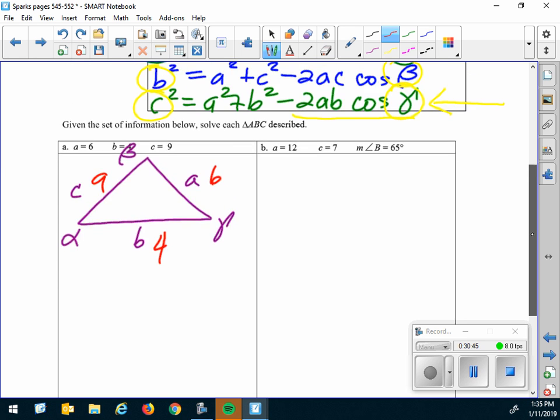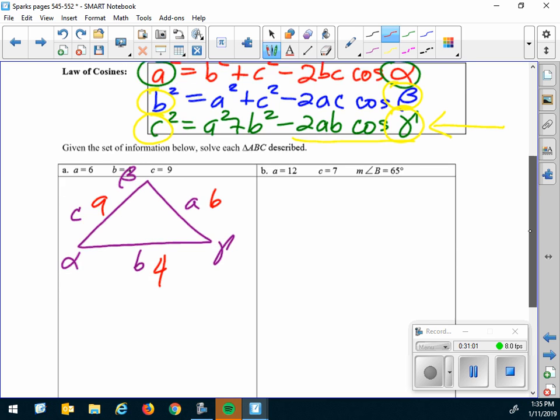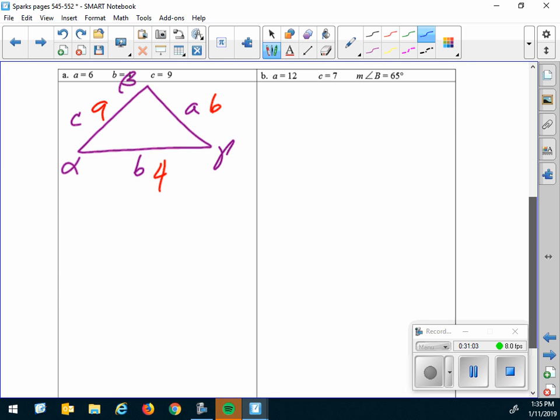So you say, well, okay, I'll go up to those laws, and I have to decide which one to use. I can use any of them because I'm just looking for an angle. I'm looking for all 3 of them. I know all 3 sides. Let's just pick the first one in red. So I want you, at this point, to write down the formula.